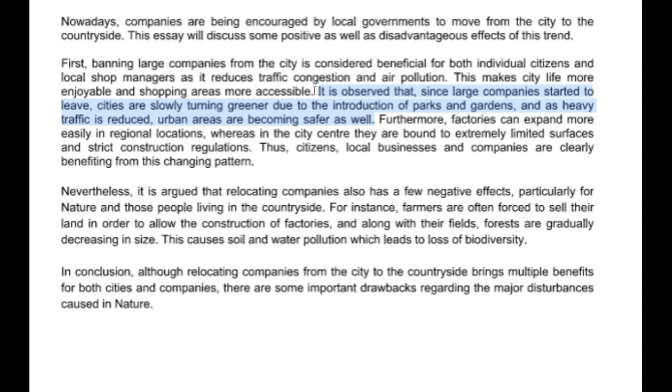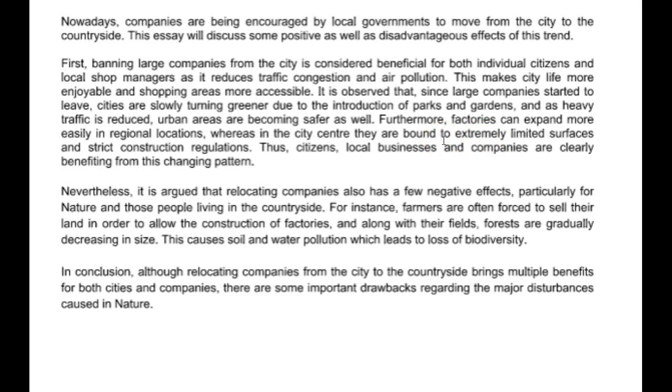since large companies have been forced to leave Budapest, Paris, Beijing, there has been a noticeable increase in green spaces, heavy traffic has reduced, and urban areas have become overall safer. Furthermore, factories can expand more easily in regional locations, whereas in the city centre, I would say they are extremely limited in available space.